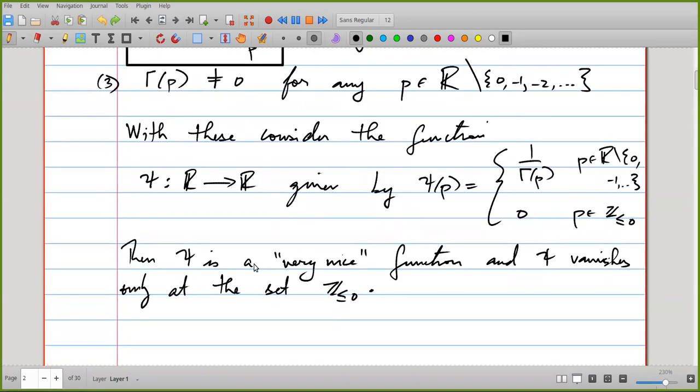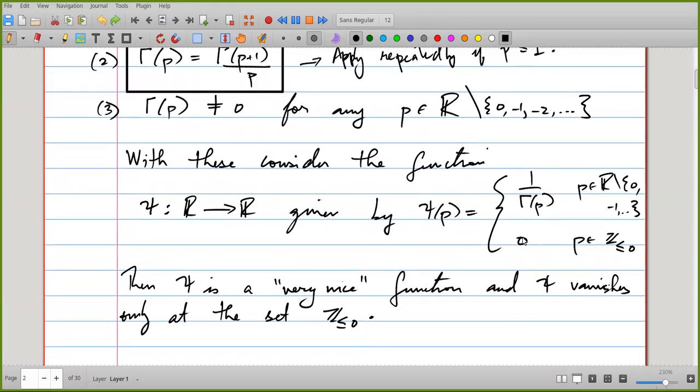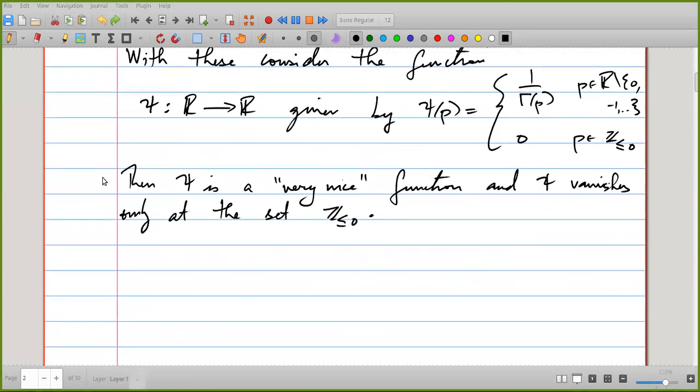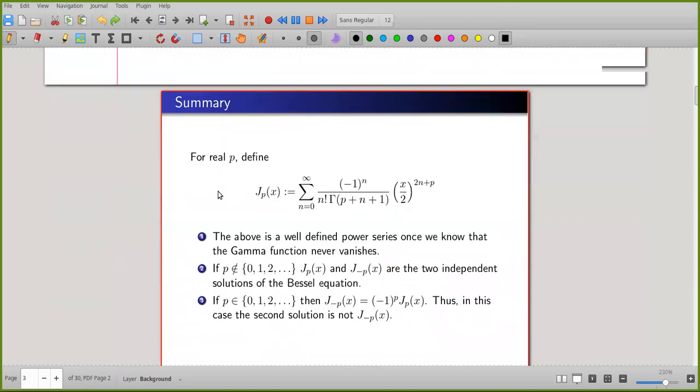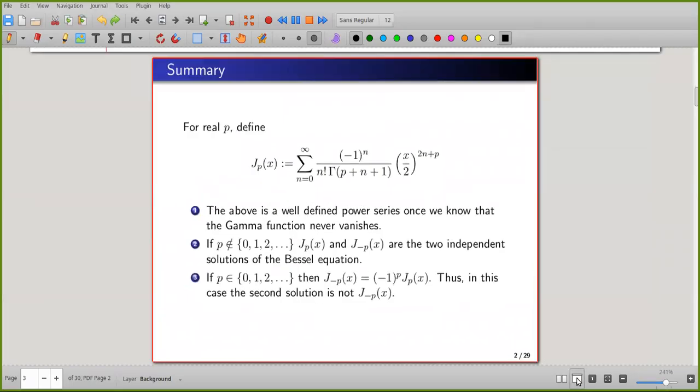The main point is that this function psi is a very nice function, and psi vanishes only at the set Z less than or equal to 0. It does not vanish at any other points. Okay, so this is something from the previous class which I wanted to recall. Let's go ahead. This is the summary of what we did in the previous class.